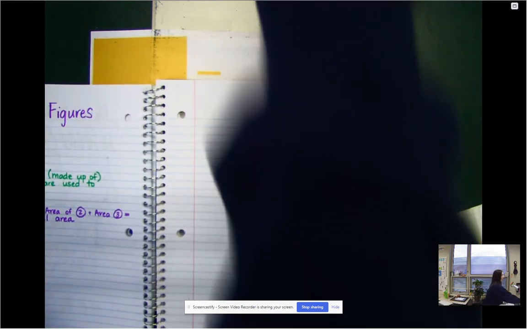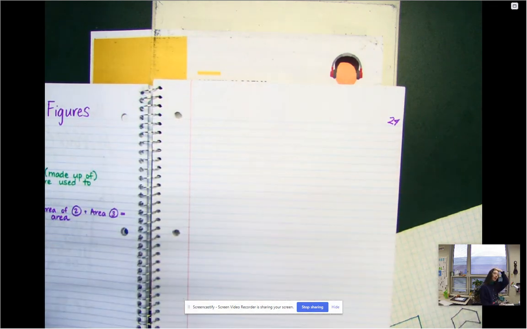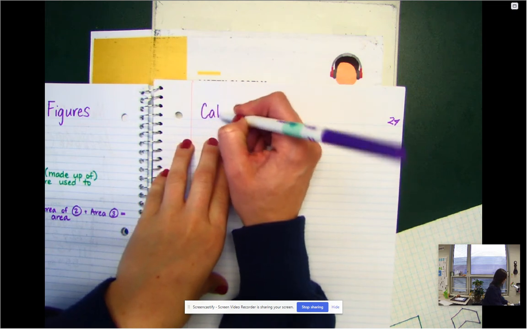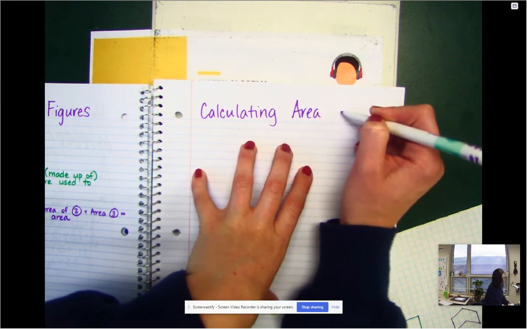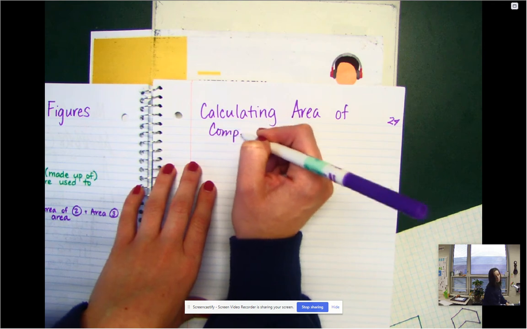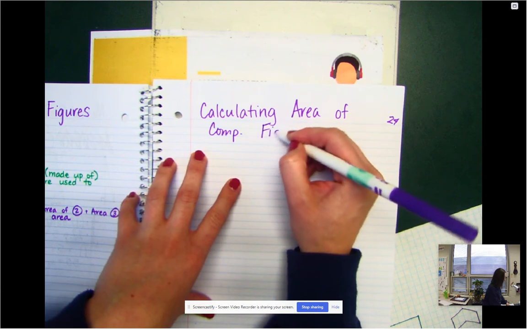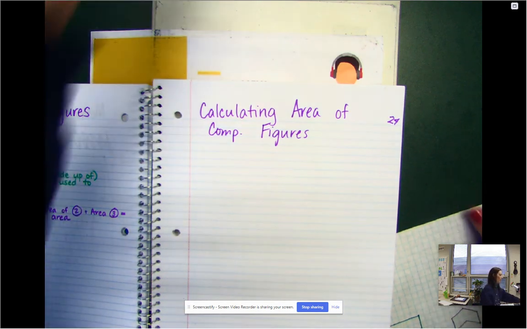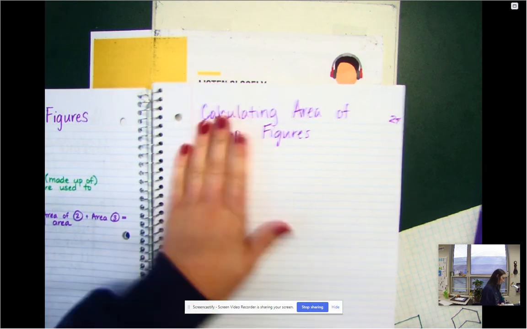We are on the other side of page 24 talking about composite figures, which remember are figures that are composed of many different shapes. The last one was about when we have a grid and we can count the squares. This time we're going to talk about the much more common setup, which is we don't have a grid and we need to calculate the area just like we would calculate the area of a triangle or a trapezoid or a rectangle.